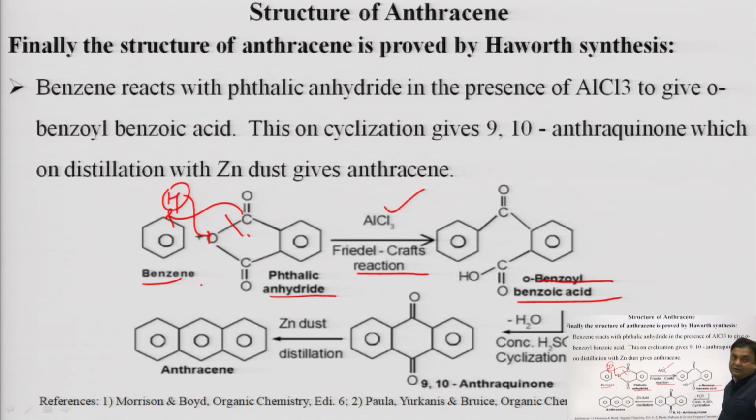We all know that concentrated H2SO4 is a very good dehydrating agent. So it will remove a water molecule from the orthobenzoyl benzoic acid. Cyclization occurs, and we get 9,10-anthraquinone as a product. Again, to get the anthracene molecule, we have to reduce these two oxygen atoms present on the 9th and 10th positions of anthracene. For that we go for reduction in the presence of zinc dust, and we get anthracene as a product.